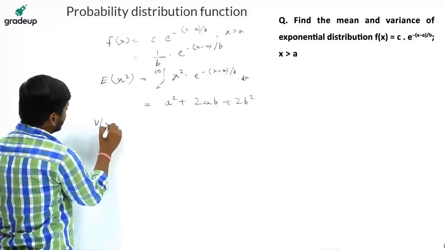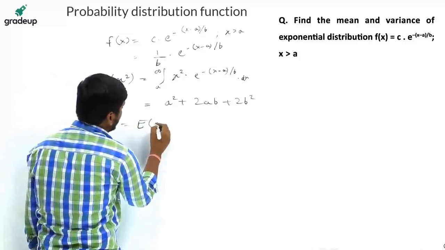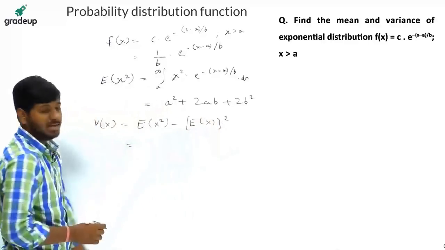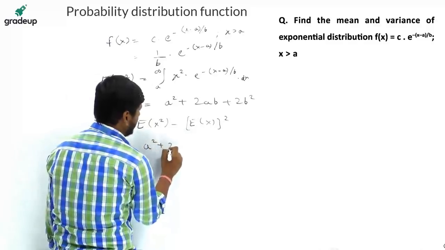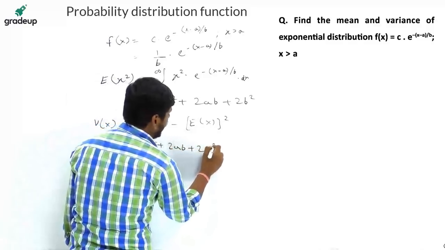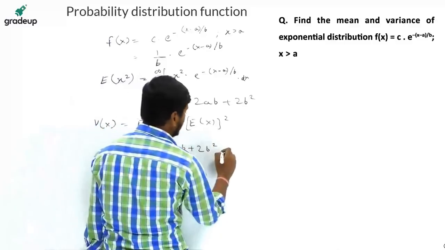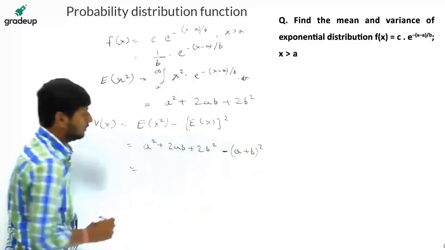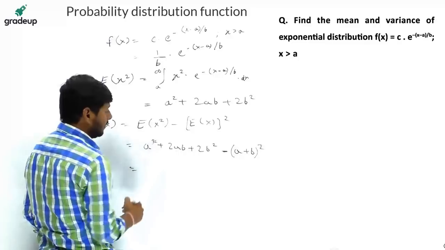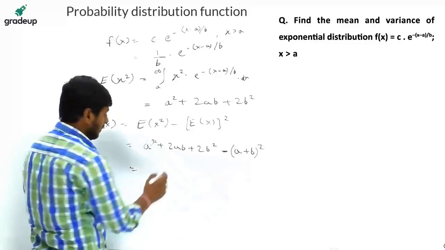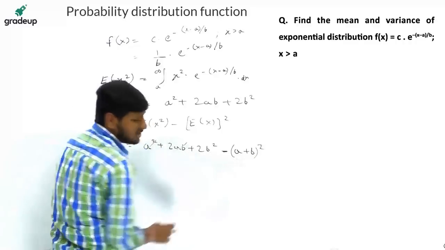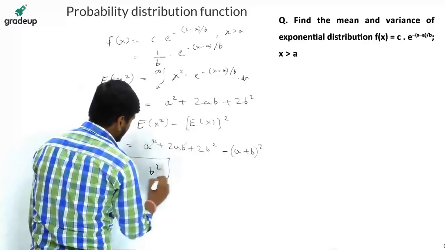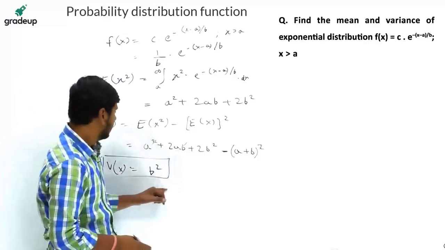Now variance is given by E(x square) minus (E(x)) whole square. Okay, so E(x square) is this, a square plus 2ab plus 2b square, minus E(x), as we have found out, it is a plus b. A plus b whole square. So a square minus a square will be 0, 2ab minus 2ab, then again we get 0, and 2b square minus b square is equal to b square. So the variance of this function will be b square, and the mean we have found out to be a plus b.